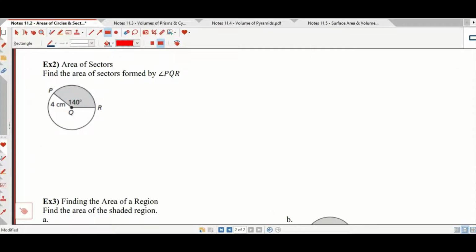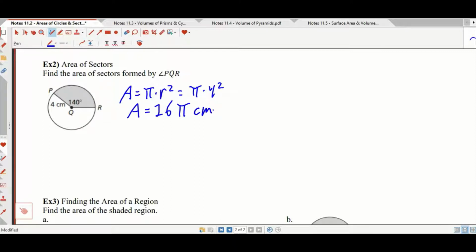Now, the area of the sectors. So this is the thing, now we're going to find the area of this whole circle. Let's start with that. The whole circle is area equals pi times radius squared, which is pi times 4 squared, which means the area of this circle is 16 pi centimeters squared. Now that's the area of the whole thing, but we're only talking about this section that I'm outlining in blue here. And this section takes up 140 degrees out of the 360 degrees that are the entire circle.